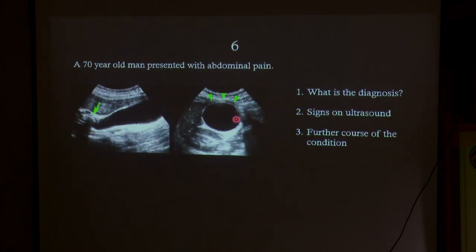So the next case is a 70-year-old man who presented with abdominal pain. So what is the diagnosis here? Ultrasound images of the gallbladder. What is the diagnosis in this case? Yes, good. It is acute gallbladder hydrops. There is a calculus in the neck or cystic duct which is causing obstruction, and there is distension of the gallbladder lumen. But as you can see, even on compression, the rounded edge of the gallbladder is not lost. It's a case of acute hydrops.